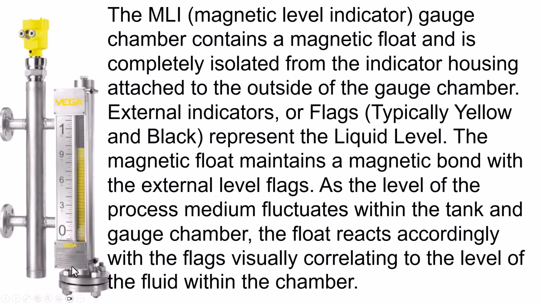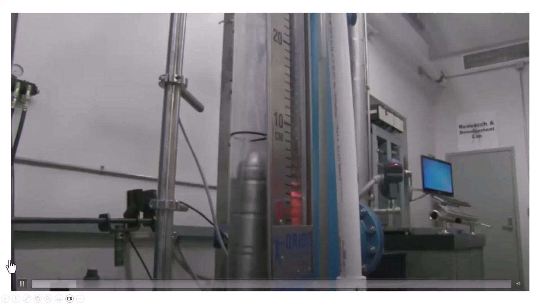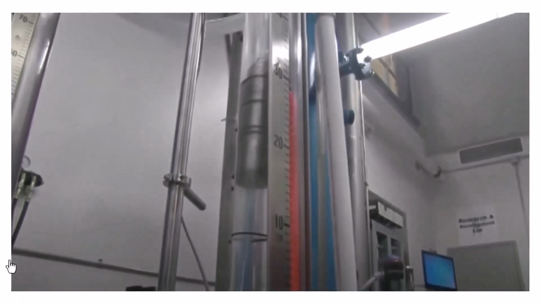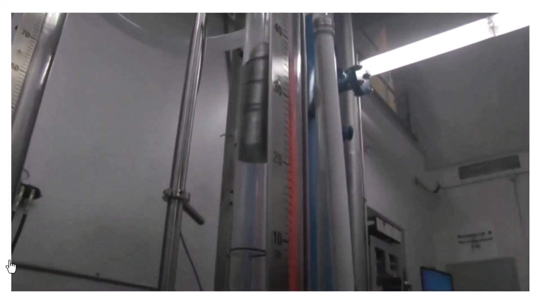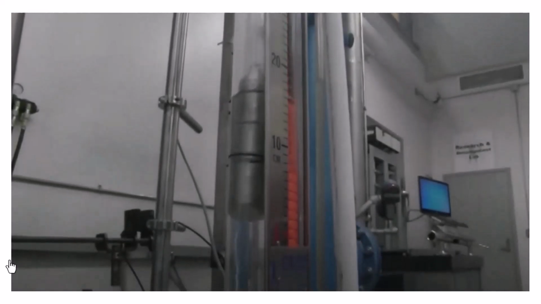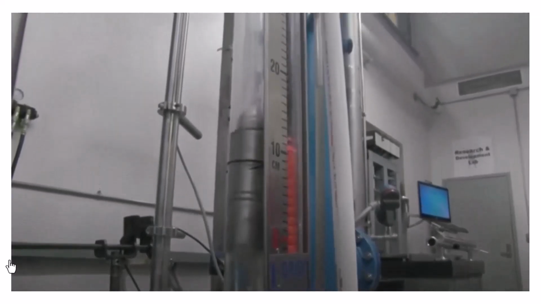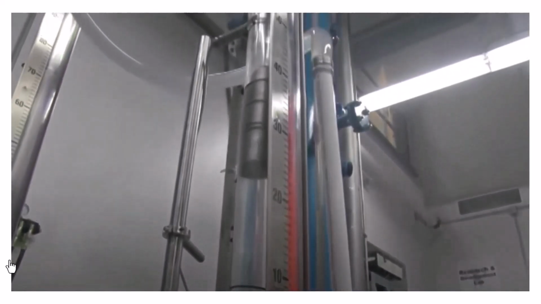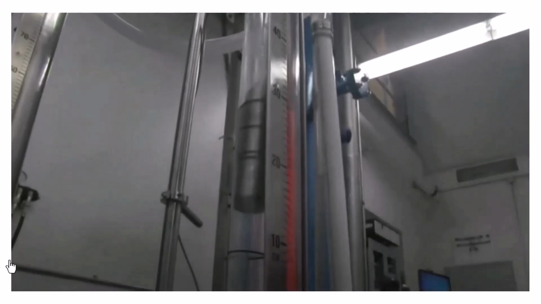As the level of the process medium fluctuates within the sour oil trap and gauge chamber, the float reacts accordingly, with the flags visually correlating to the level of the fluid within the chamber. A float designed for the specific gravity of the process liquid travels inside the MLI chamber, tracking the rise and fall of the media. This float contains an internal magnetic assembly that couples with the external visual indicator. The individual flags, or flippers, rotate 180 degrees as the level rises and falls, indicating the position of the liquid inside the MLI, and therefore indicating the level of the liquid in the vessel.